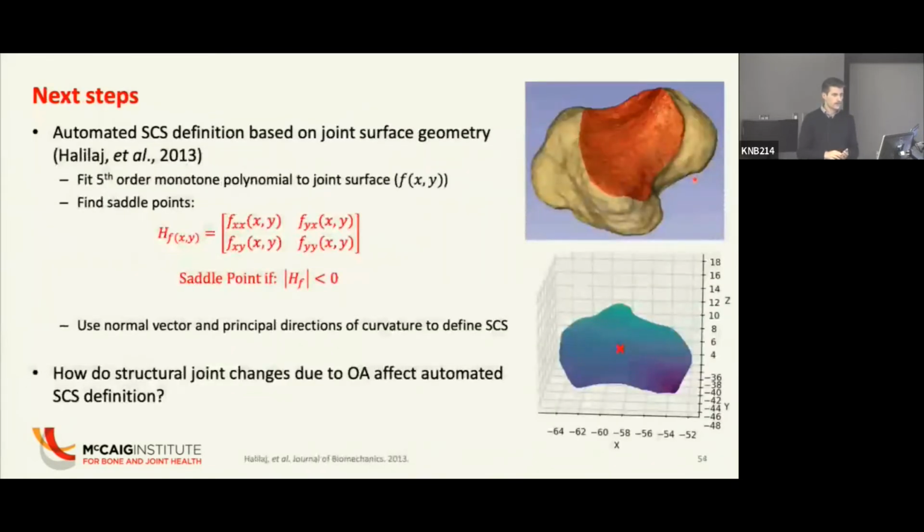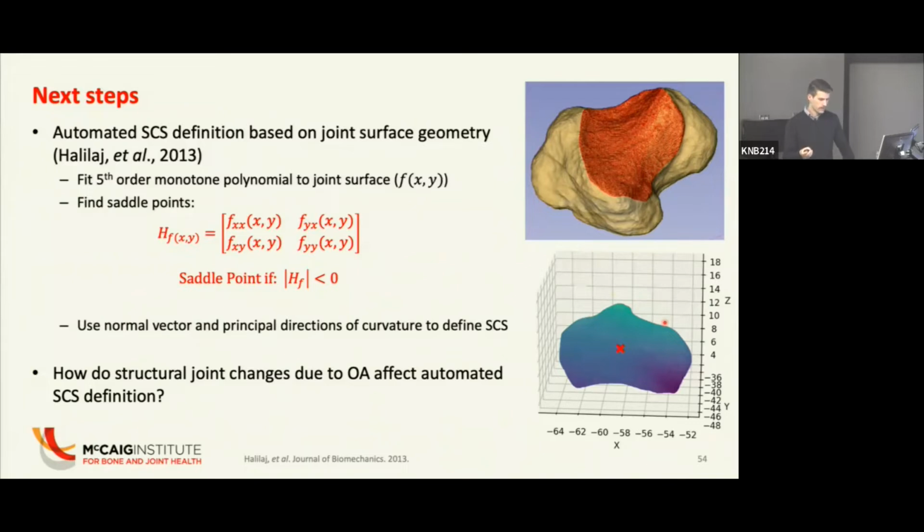So while we did see fairly low errors for this method that I proposed here, we are able to automate the segment coordinate system definition rather than using manually placed landmarks. And this is something that I've been working on, almost completed at this point. Basically, if we extract the joint surface of our trapezium and first metacarpal and fit a polynomial surface to that, we can find the saddle point, in this case of our trapezium shown here, and find a normal vector at that saddle point, and then use the principal directions of curvature to define 3 vectors for our segment coordinate system.